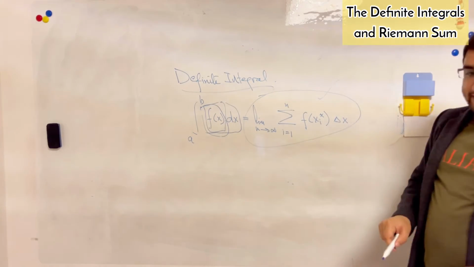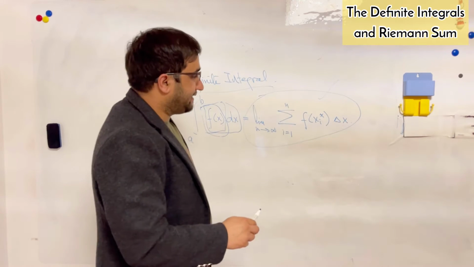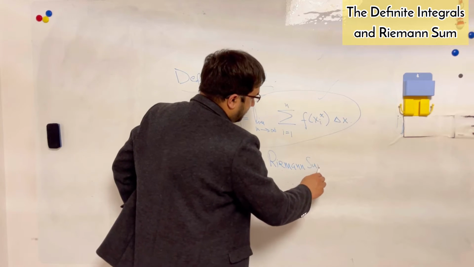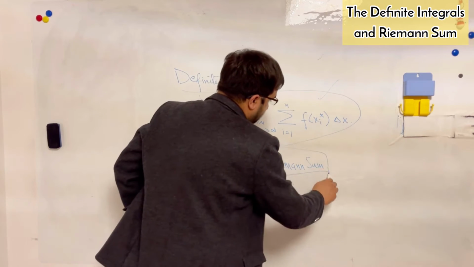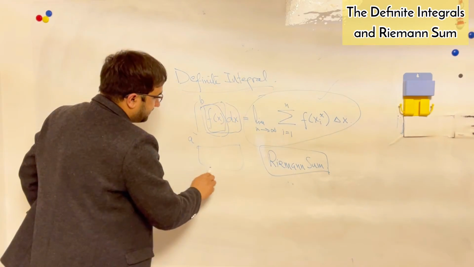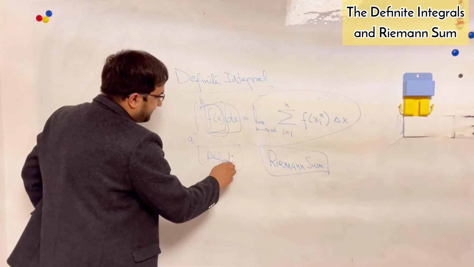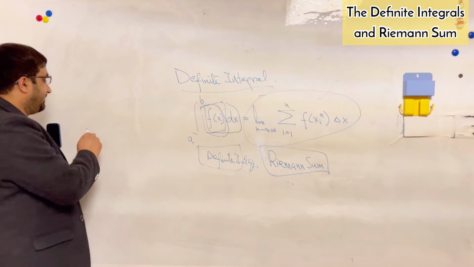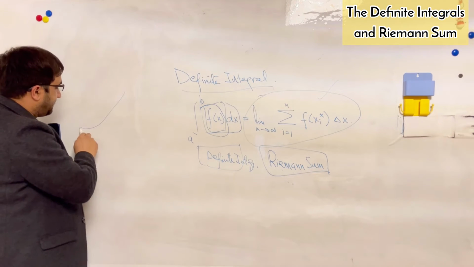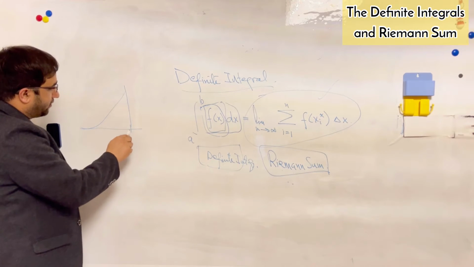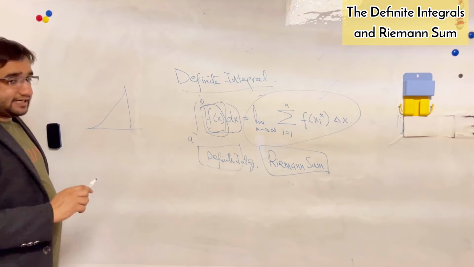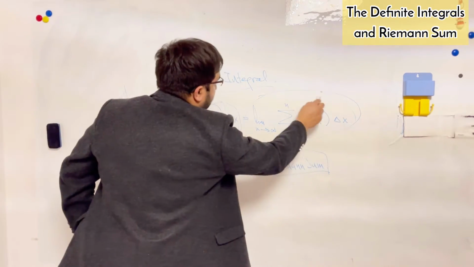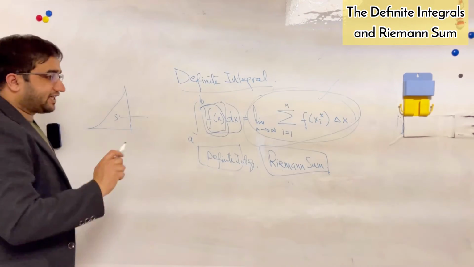Then what is this? This is later named the Riemann sum, and this is the definite integral. Now what will be the difference between them? The difference is, if I have this curve and I want to know the area of this part, then according to this formula, what will I do?